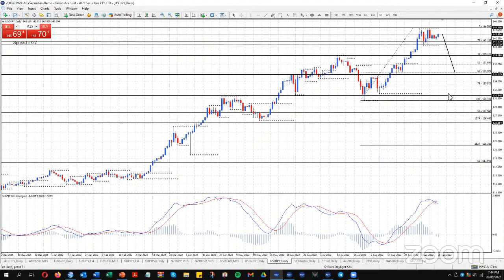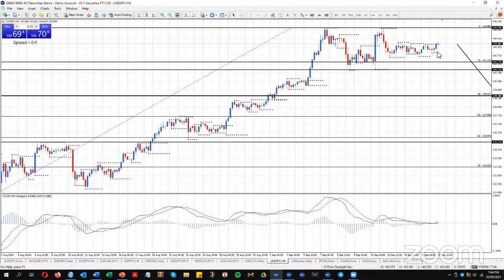On the 4-hour chart, what you're going to see is that this is just very sideways. Very sideways. It's just holding its uptrend, just. But maybe that's as high as it's going to go, and then it's just going to drift back down within that 4-hour range area there at the moment.